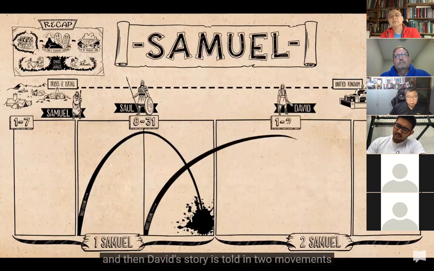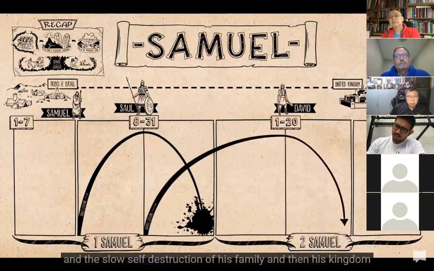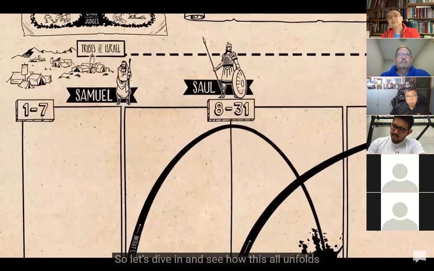And then David's story is told in two movements. First, he rides the wave of his success, followed by his own tragic failure and the slow self-destruction of his family and then his kingdom. The book concludes with an epilogue that reflects back over the whole story. So let's dive in and see how this all unfolds.